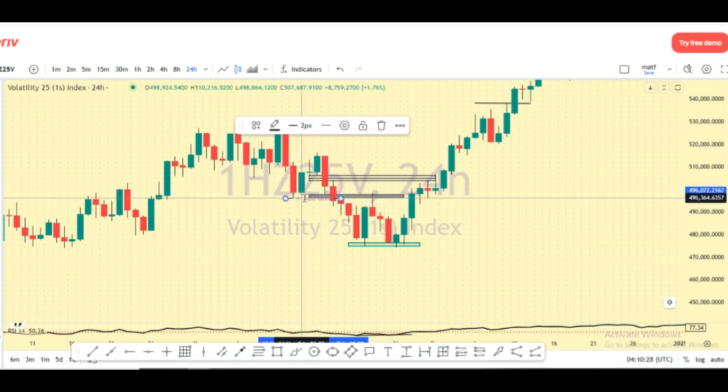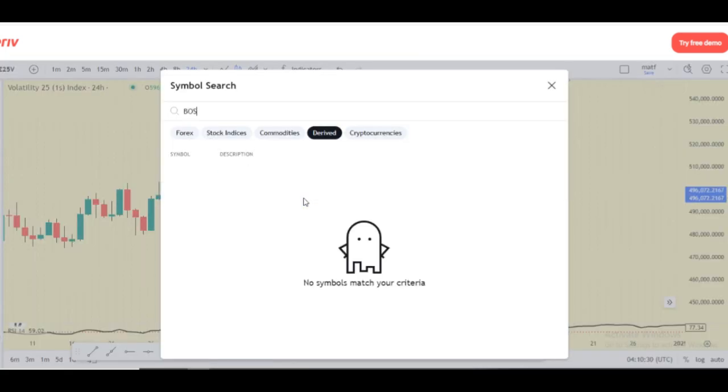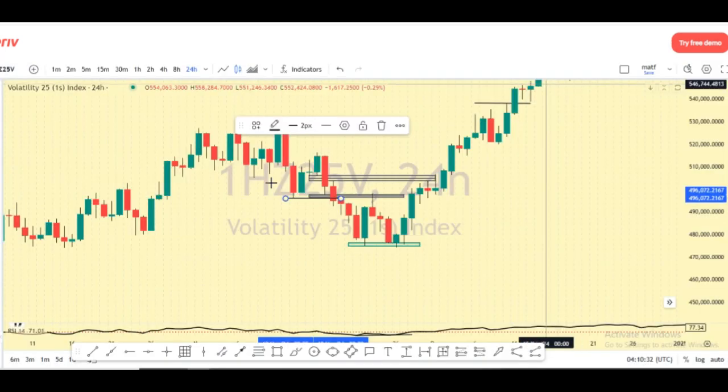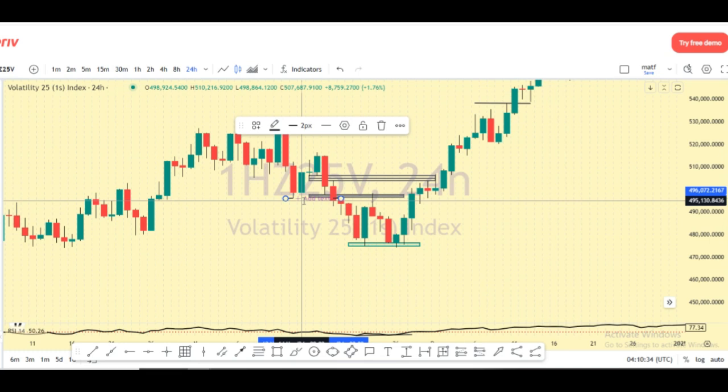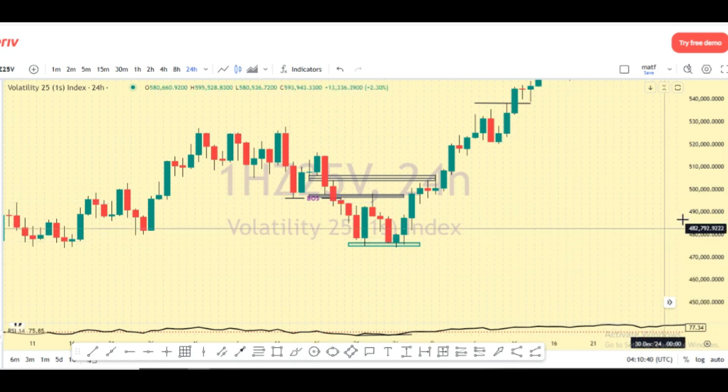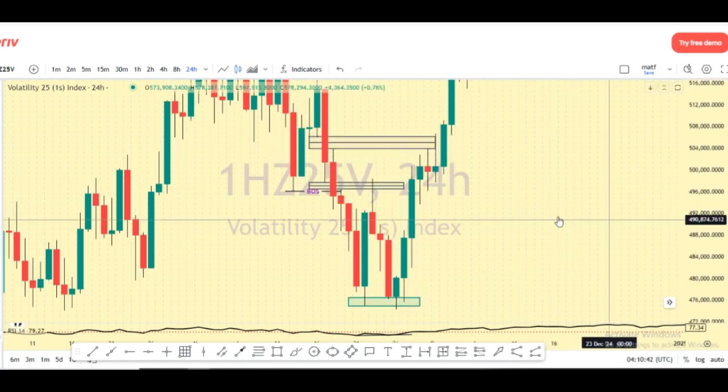Now this is a BOS, a break of structure. Sorry, let me go back to my BOS. Now this is my first break of structure. Now let me drag it a bit. Now I have a break of structure.